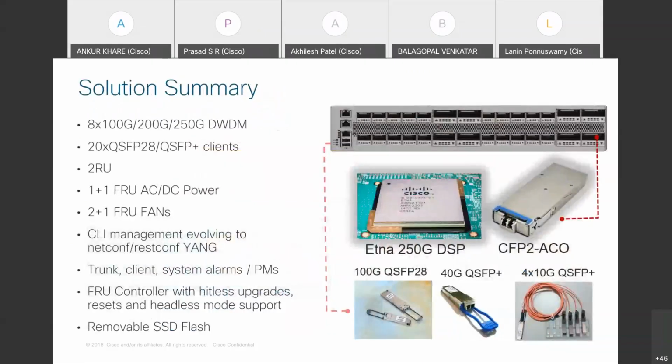Roscoe, another diagram we have. Trunk ports can be configured at 100 gig, 200 gig, 250 gig. Every trunk port can give 250 gig of wavelength. So overall box capacity is 2 TB.